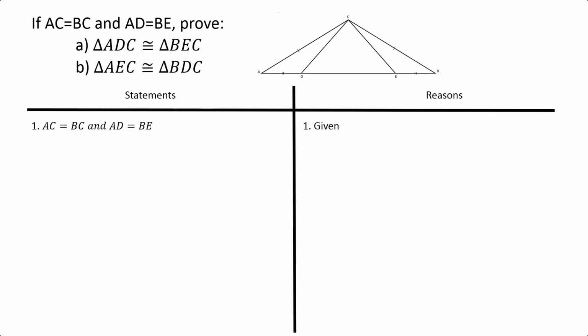The first thing we need to do is state our given. Why? Because our given always comes first. Next, we're going to state the next thing we proved, which was that angles A and B are equal. We can prove these two triangles congruent by SAS.